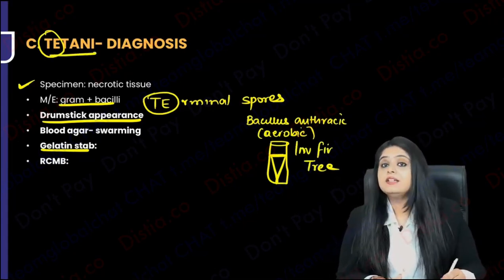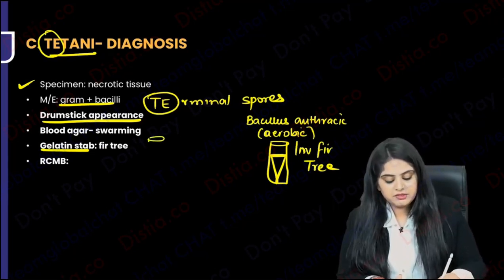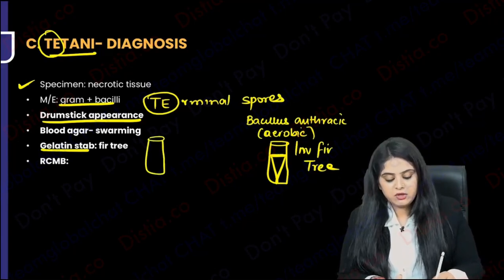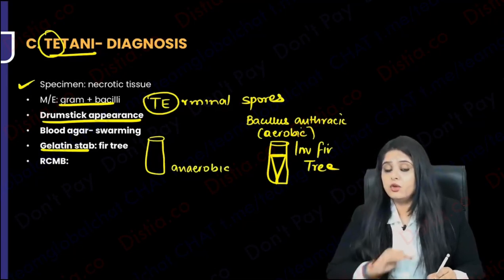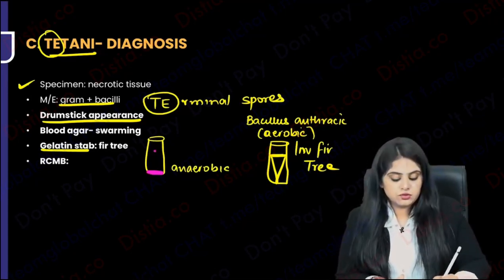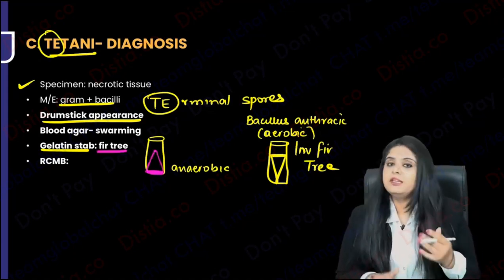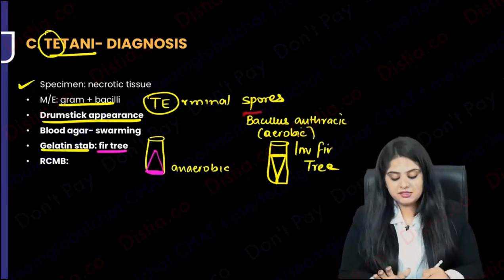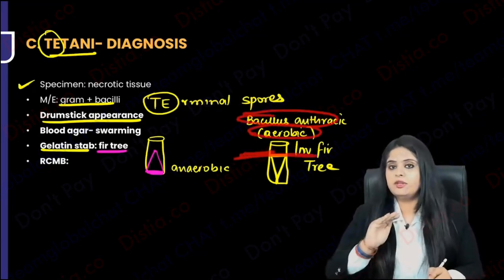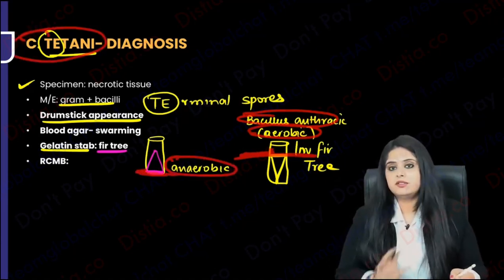Clostridium, on the other hand, is anaerobic. Means Clostridium tetani, for example, if this is the gelatin stab, anaerobic organism means it will work maximally at the bottom where there is no oxygen. It will work maximally over here and it will hardly work on the tip where there is oxygen. So this kind of an appearance becomes a fir tree. So simple, it's based on the aerobic anaerobic ability. Bacillus is aerobic, works on the surface, so inverted fir tree. Tetanus is going to be anaerobic, it works at the bottom, that is going to be fir tree.